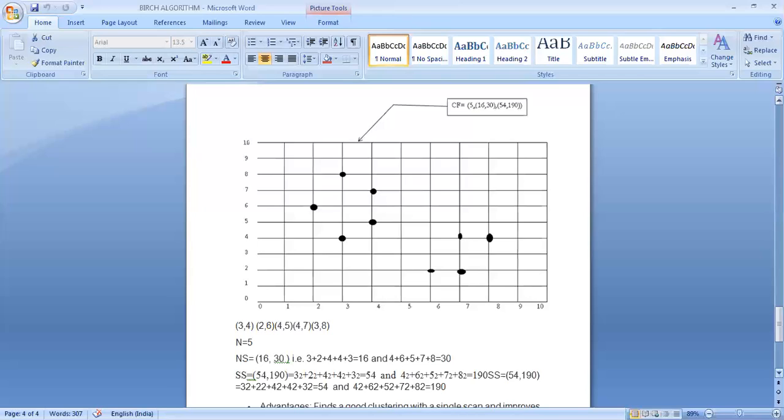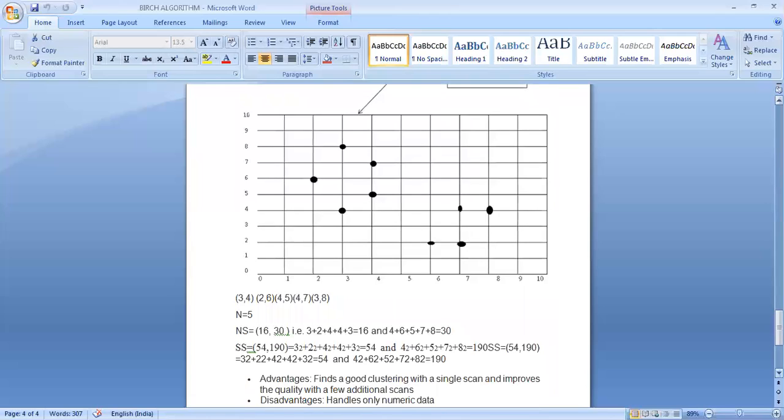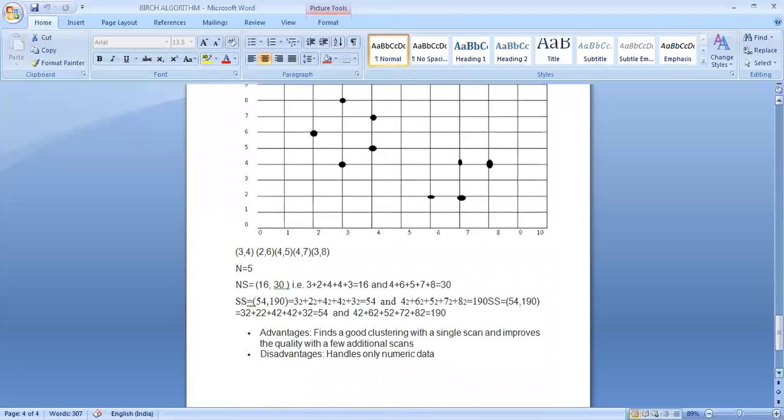So these three variables together, 5, (16, 30), and (54, 190), define a certain cluster, and they are used to label the cluster, through which we can identify it.